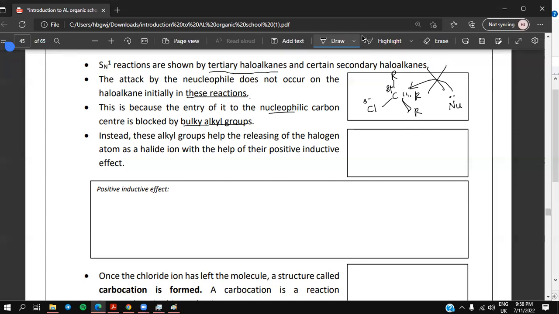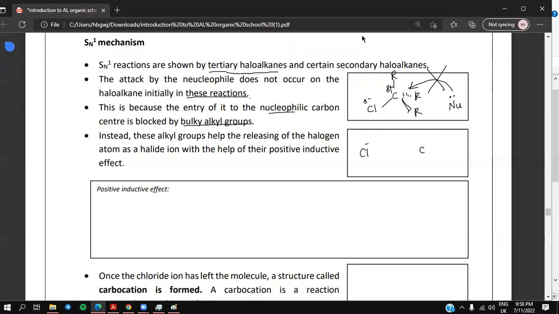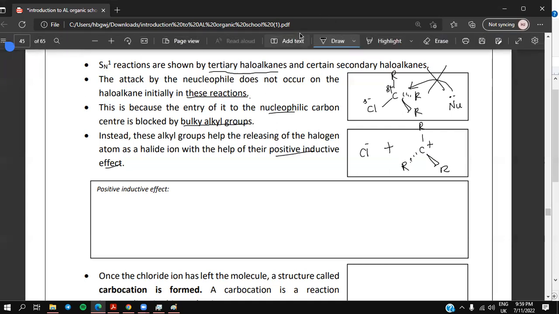Instead, these alkyl groups help the releasing of the halogen atom as a halide ion with the help of their positive inductive effect. So Cl minus comes out because of the positive inductive effect. And you can show the R group, second R group, and third R group. Carbocation is here. Cl goes out, a planar carbocation is formed. And I'm talking about positive inductive effect. We had write something about positive inductive effect.